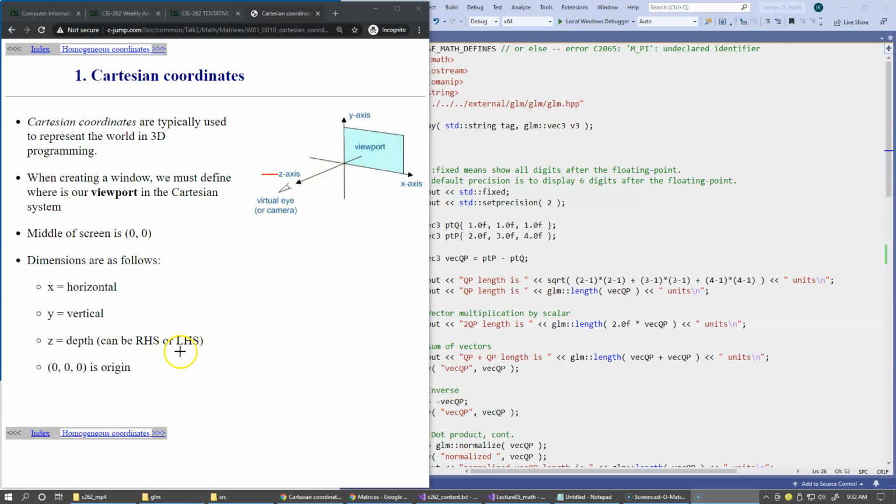Otherwise, if this is the negative direction of the z-axis, then this type of Cartesian coordinates would be referred to as left-hand side. So the dimensions along the axis, for the reasons of orientation, are referred to as horizontal, vertical, and depth for the z.